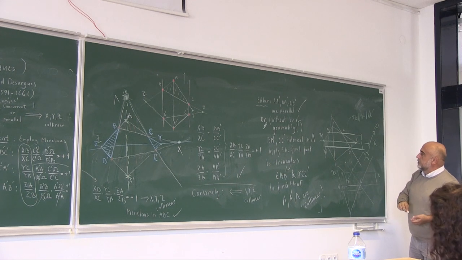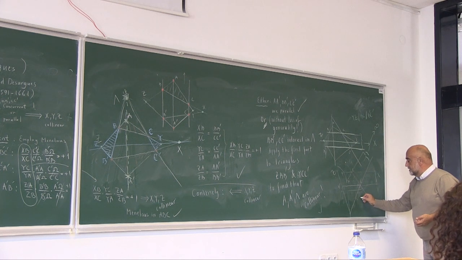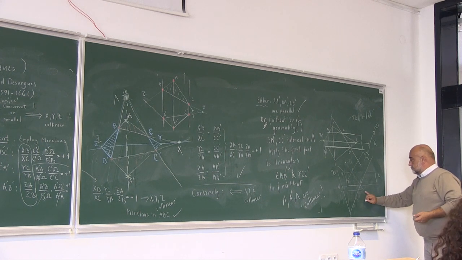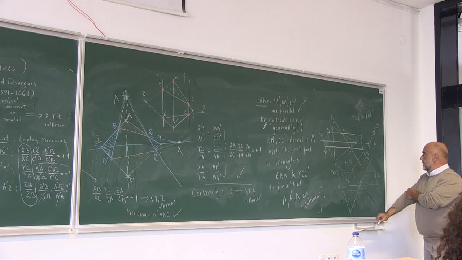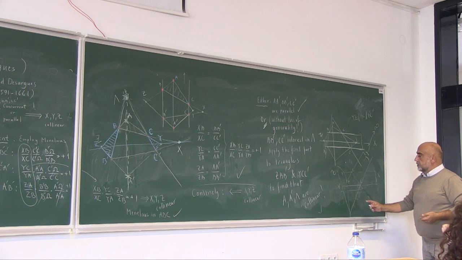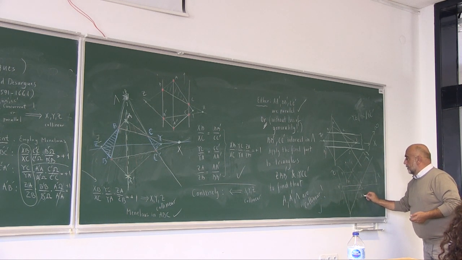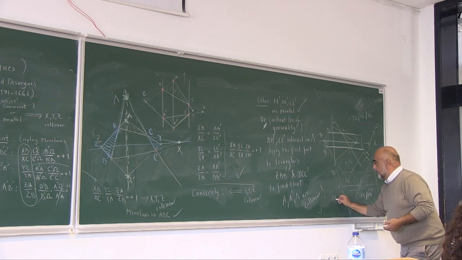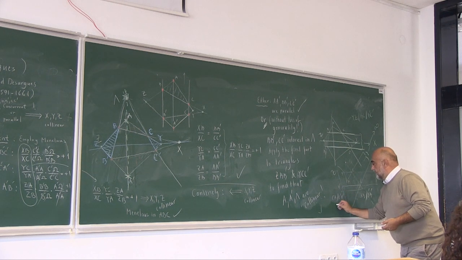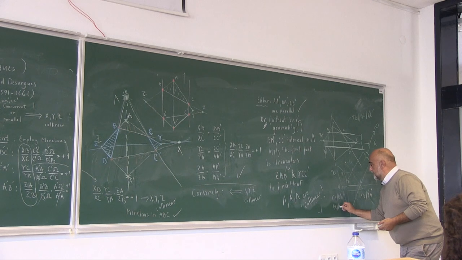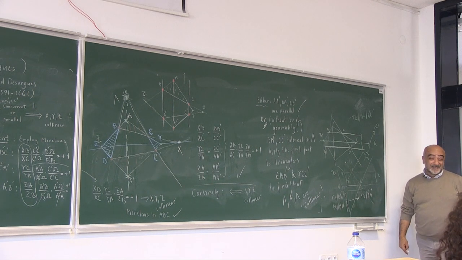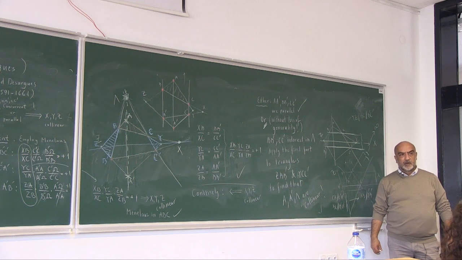So you must also come to the conclusion, in this case, that AB must be parallel to A prime B prime. Okay, so if your CA is parallel to C prime A prime, and if your BC is parallel to B prime C prime, then you must come to the conclusion that the third sides must be parallel too. Well, that's a lot of trouble. That's a lot of trouble.